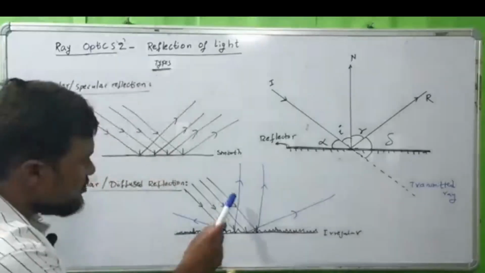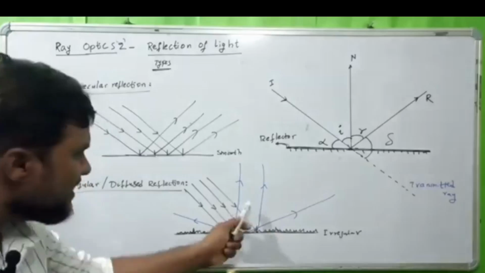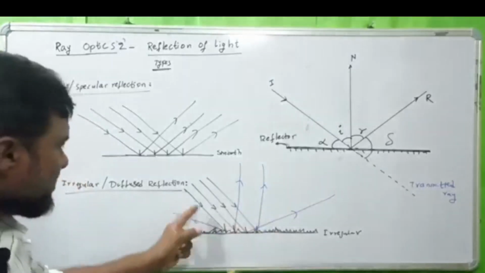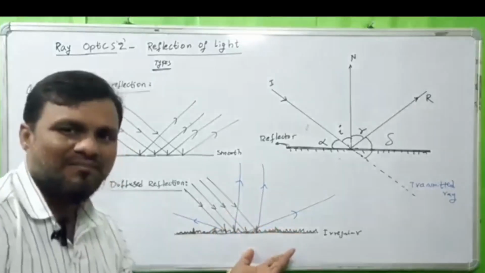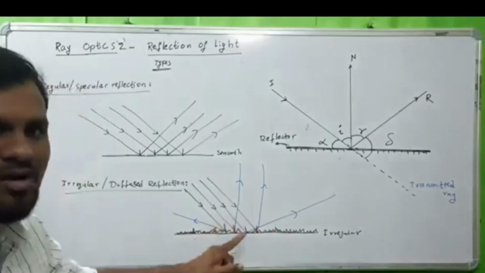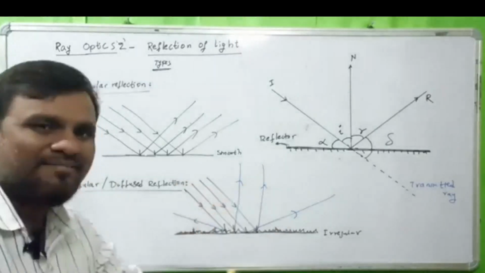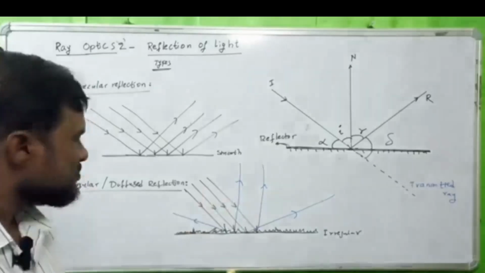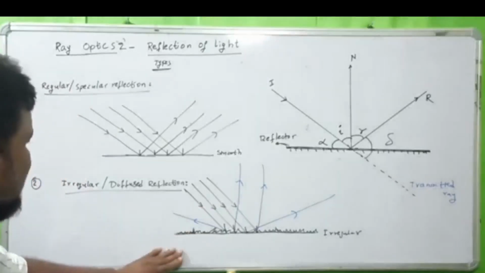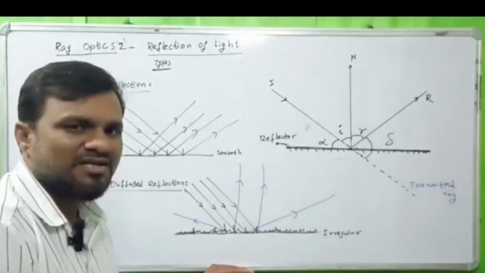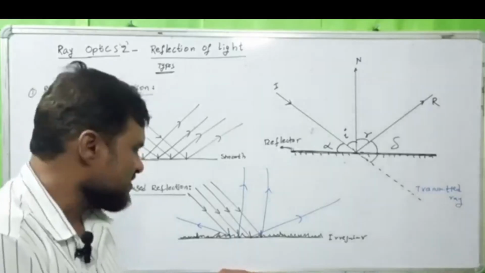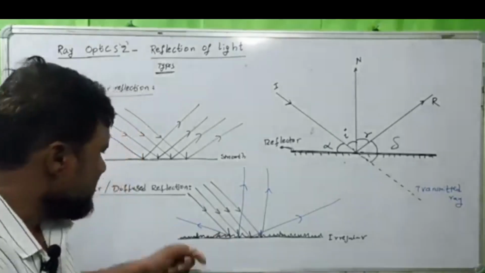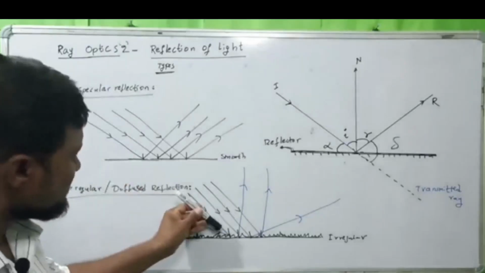If you observe the blue colored lines, these are reflected rays. After reflection, these are moving in different paths. Means there is no regular pattern. They are moving in random directions. So this kind of reflection is known as diffused reflection. But whatever it is, light always follows laws of reflection, even if the surface is irregular.